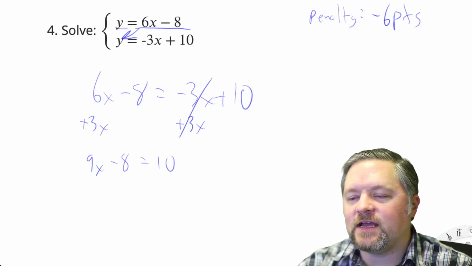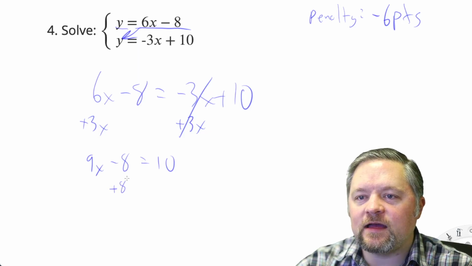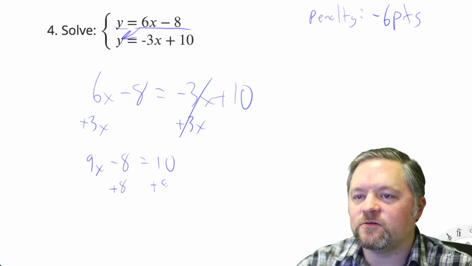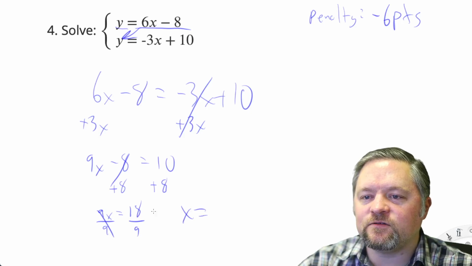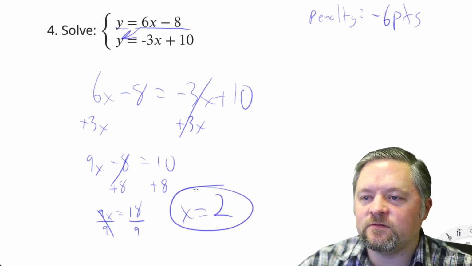Got to get rid of this 8 now, so I will add 8 to one side, so I'll do it to the other. 9x equals, because those canceled, 10 plus 8 is 18. Divide each side by 9. Those cancel. X equals 18 divided by 9, that's 2.